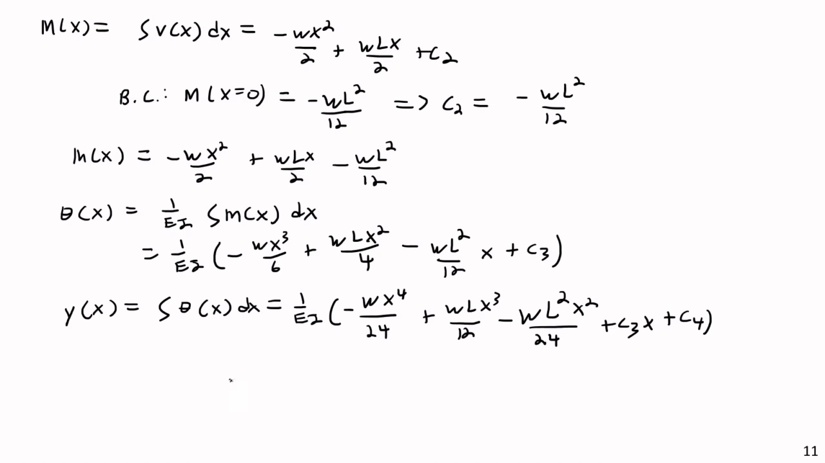Now the first boundary condition I can use is, because this is being modeled as a simply supported beam, y at x equals 0, of course, is going to be equal to 0. So that leads us to C4 being equal to 0. So we know C4 is equal to 0. Then another boundary condition, maybe I'll work through this on the next slide: y at x equals L is also equal to 0.